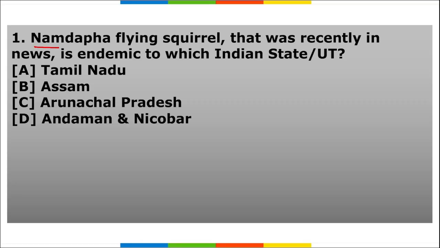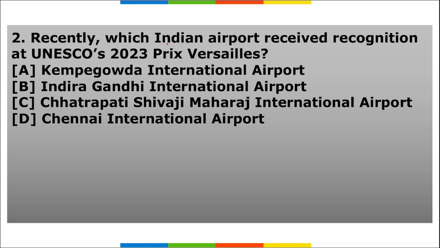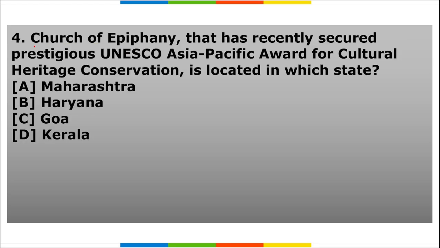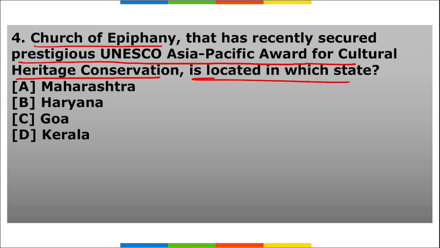So friends, next is our homework section. First, Nandhapa flying squirrel that was seen in news is endemic to which Indian state or UT? Second, recently which Indian airport received the recognition at the UNESCO's 2023 Prix Versailles? Third, which country is not a member of OPEC? Fourth, Church of Epiphany that has recently secured prestigious UNESCO Asia Pacific Award for Cultural Heritage Conservation is located in which state?